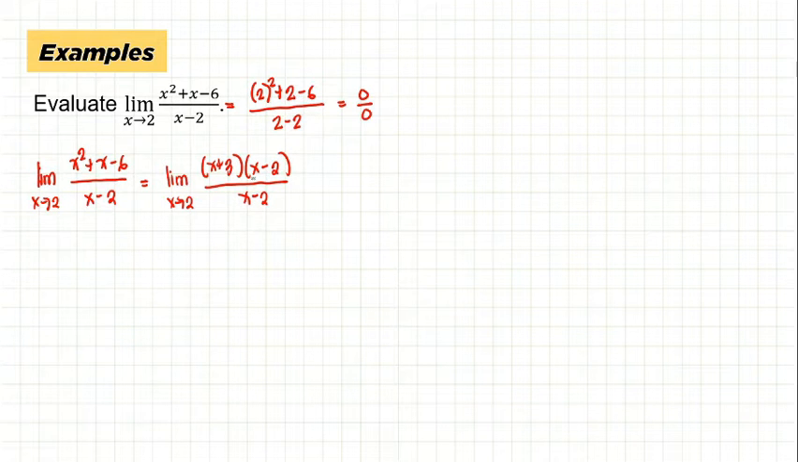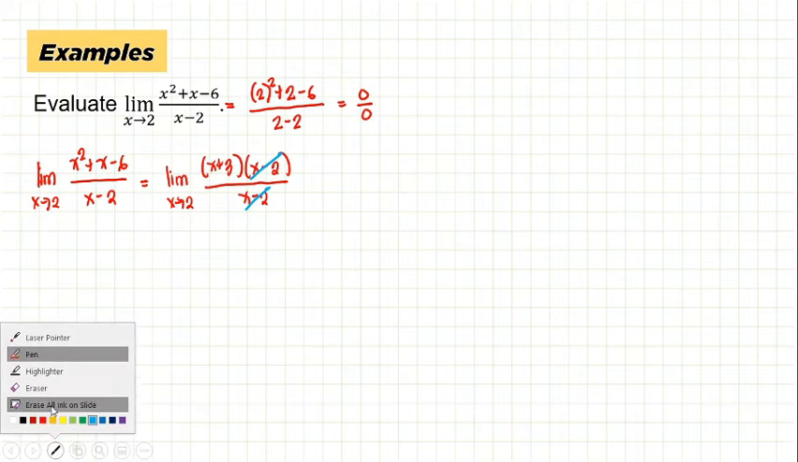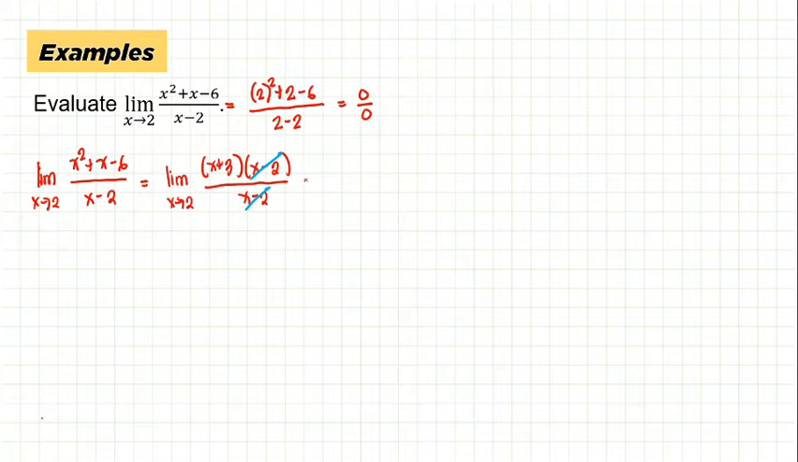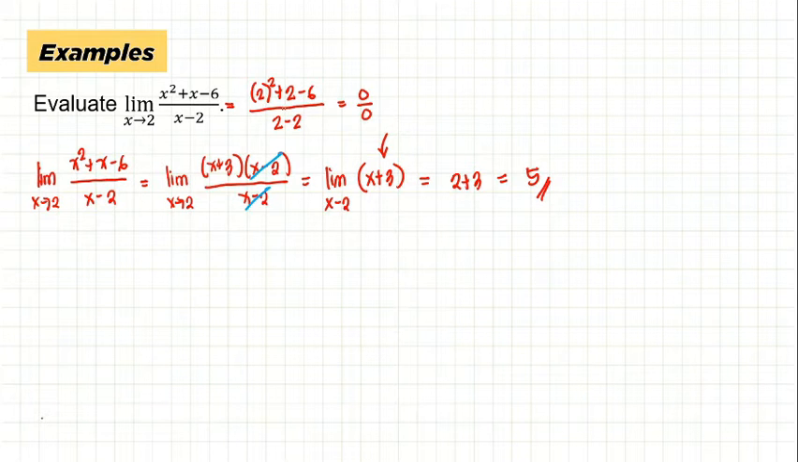So cancel this, and what will happen? We will have the limit of x plus 3, right, as x approaches 2. And since this one is a polynomial function, we can just do direct substitution. So we will have 2 plus 3, and that is equal to 5. So the limit of this function exists, and that is equal to 5.